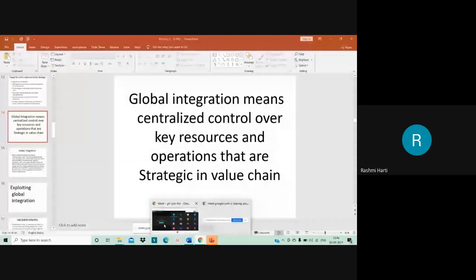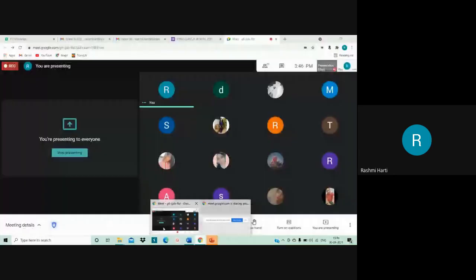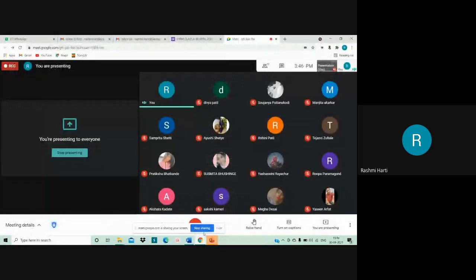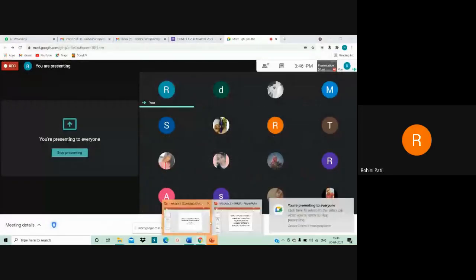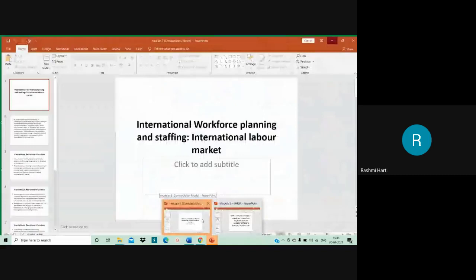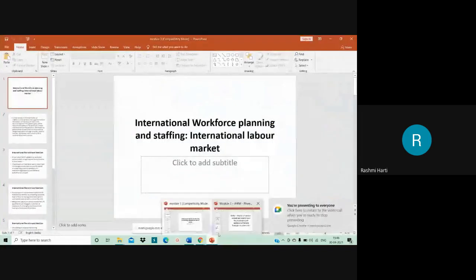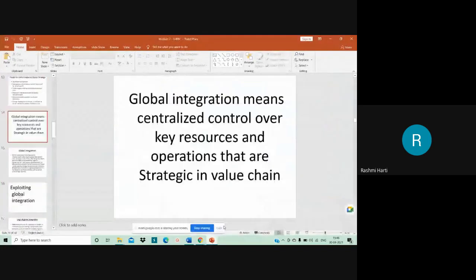Rohini Patil, please unmute. Yes, ma'am. Please repeat what global integration is. You are seeing the screen, right? Tell me what global integration is. Global integration means centralized control over key resources and operations that are strategic in the value chain. What do you mean by this?